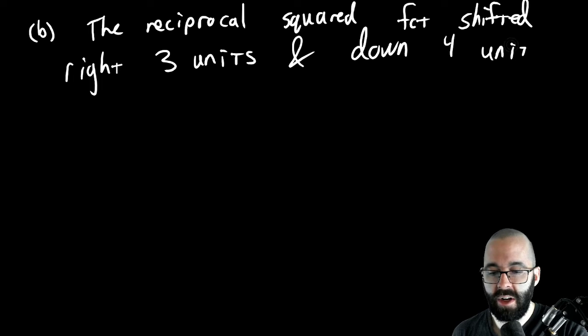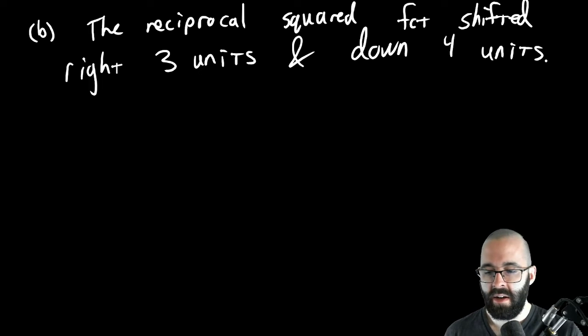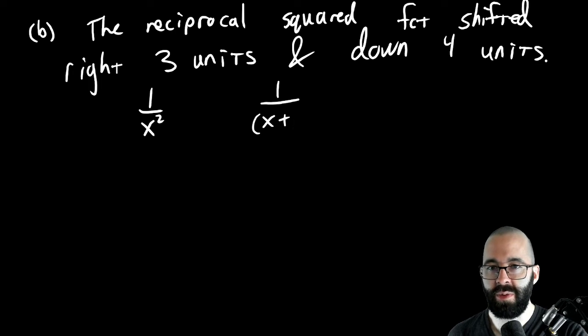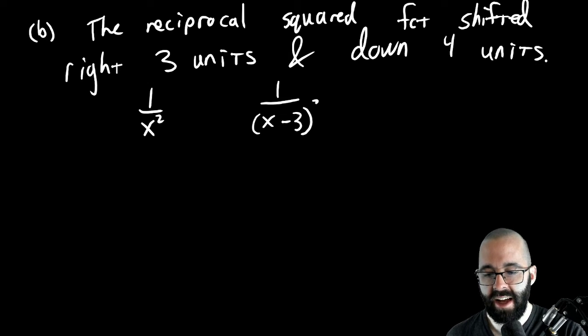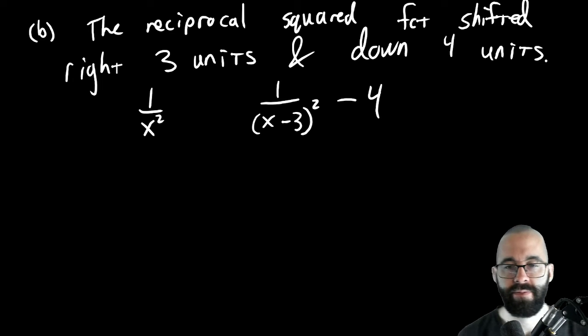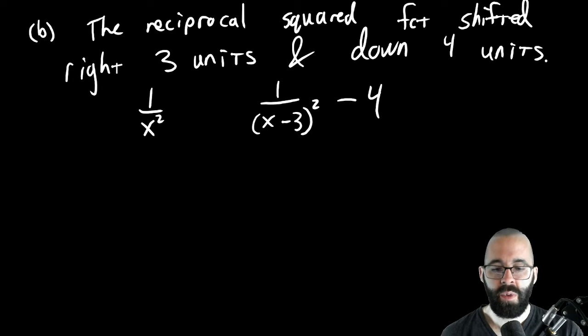So remember your function transformations. All right, so this is starting with the reciprocal squared function. And then right 3 units means we subtract a 3 from the inside of the function. And then down 4 units means subtract 4 from the outside of the function. We are looking for the zeros of this function, the x and y intercepts.